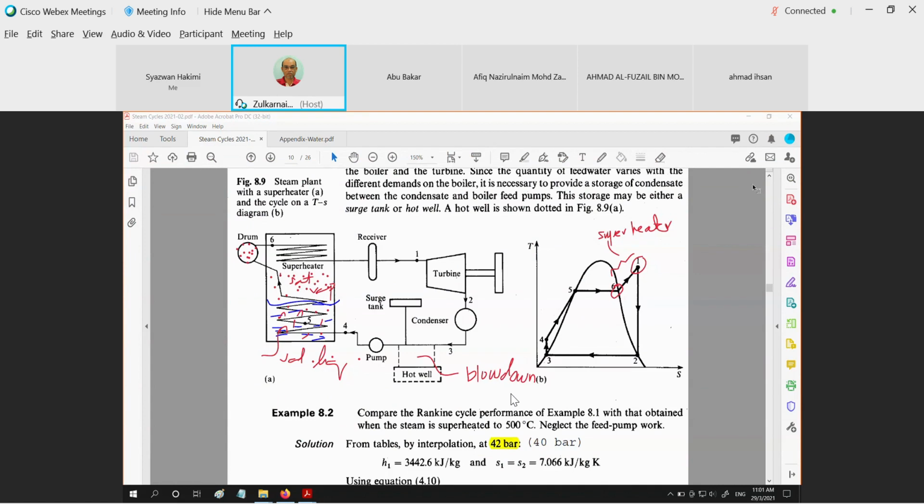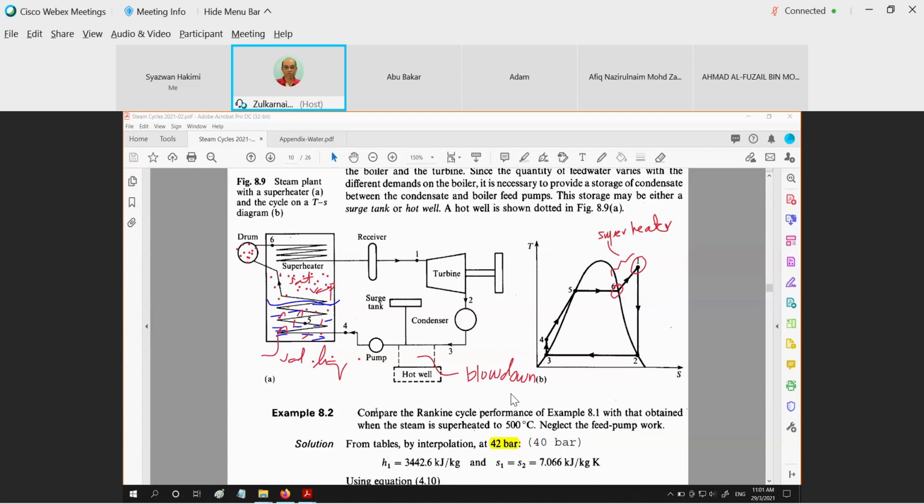Okay, let's continue with our steam power cycle or steam cycle. As we looked at yesterday, in order to increase the work output of the steam cycle or the Rankine cycle, we are going to incorporate the state of steam going into the turbine as a superheated vapor. Okay, that is the state.